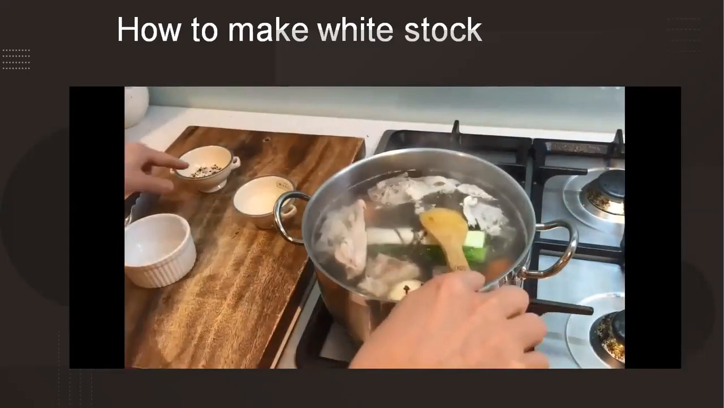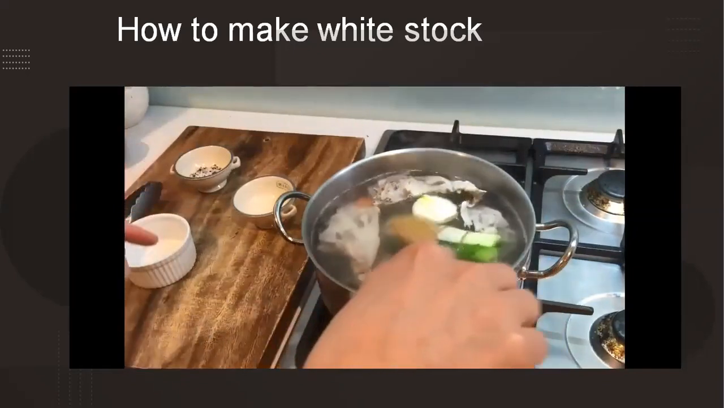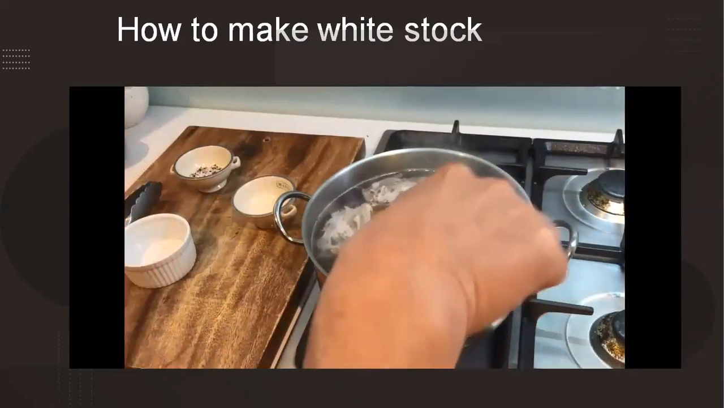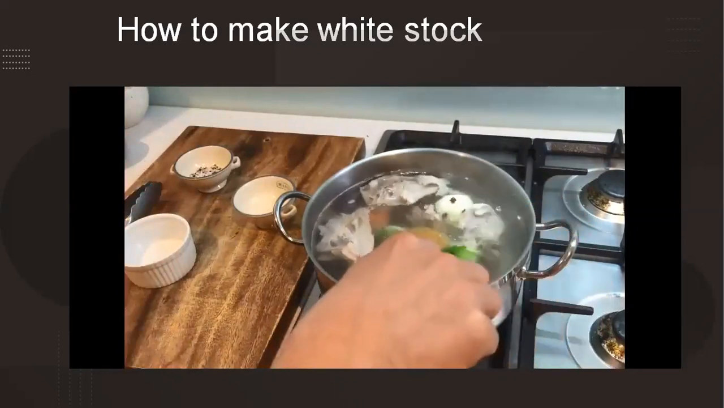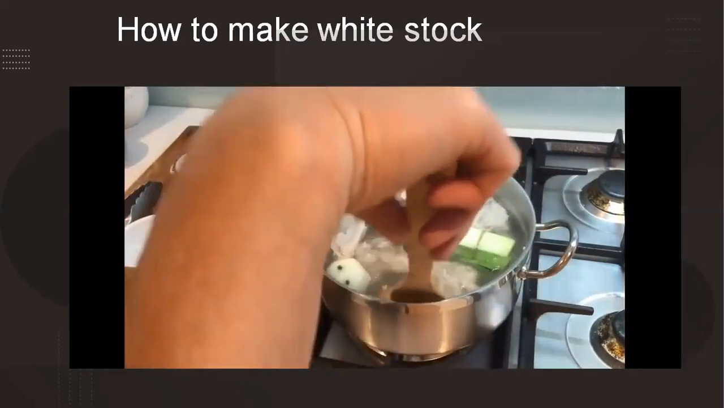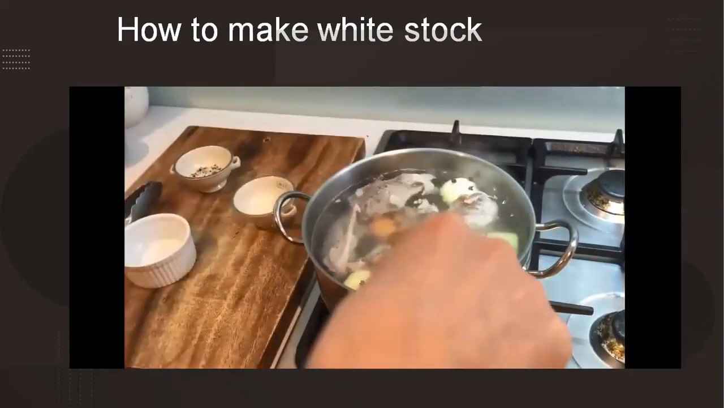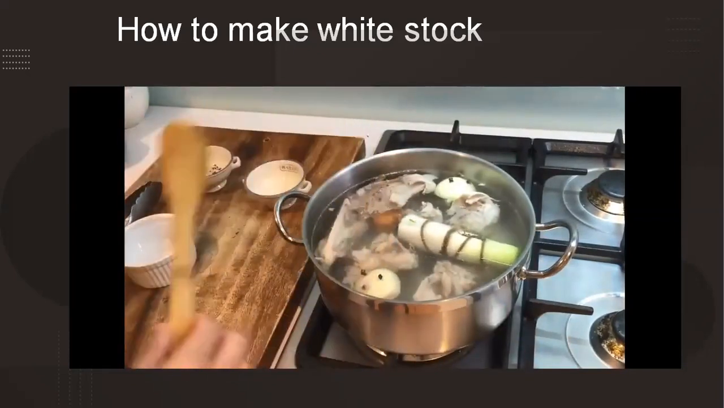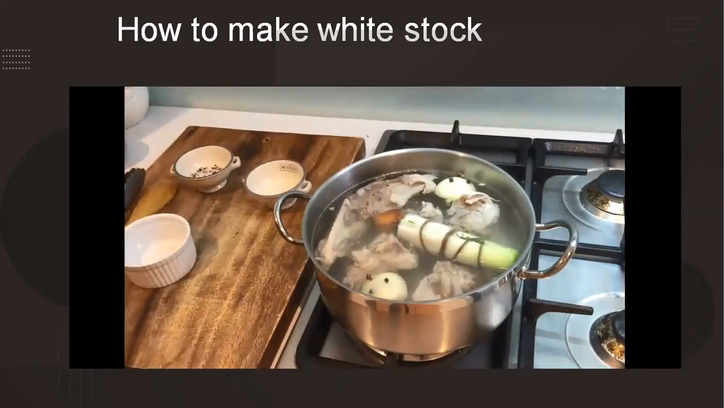Note that I haven't touched my salt and pepper, and this is normal. You would never ever salt or season your stock when you're cooking it. It's only at the end that you may add a little bit of seasoning. From here, you're just gonna let your stock simmer for around 45 minutes, which is quite a long time.